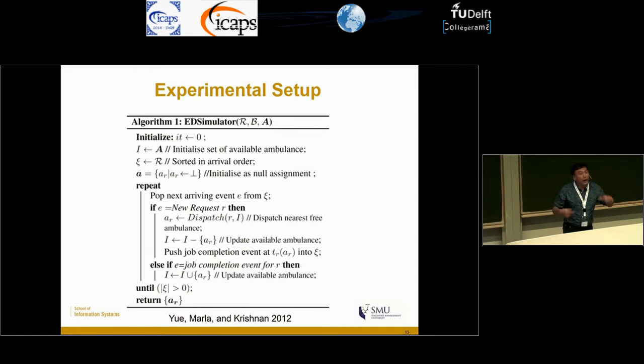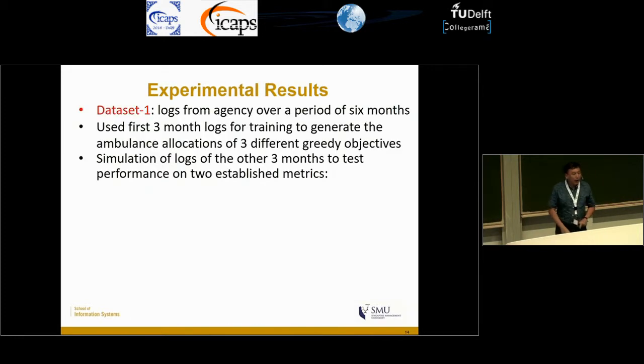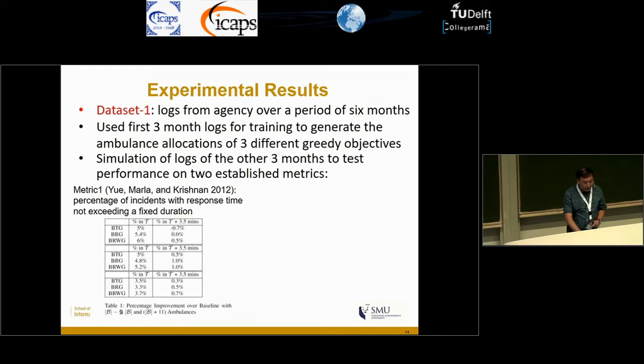And so at the end, we are able to compute all these metrics in terms of the number of incidents that meet the response time. Okay? With that, we experimented on 2 different data sets. The first is a data set from an agency of a large Asian city. The experimental results you see on the paper are a bit cryptic, so let me just quickly tell you.